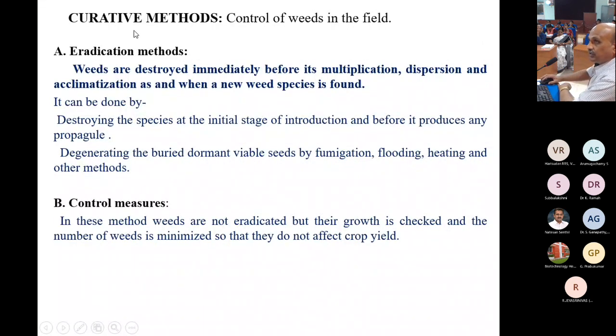And coming to curative methods here, the eradication method, that is destroying the species at the initial stage of introduction before it produces propagules. So here, this is another important point. Deep digging, or we can say summer plowing operation, is normally carried out in order to take out the weeds which are propagating by rhizomes or stolons.